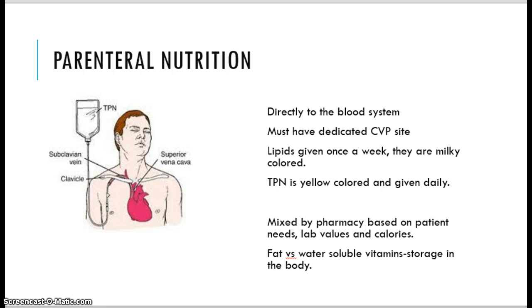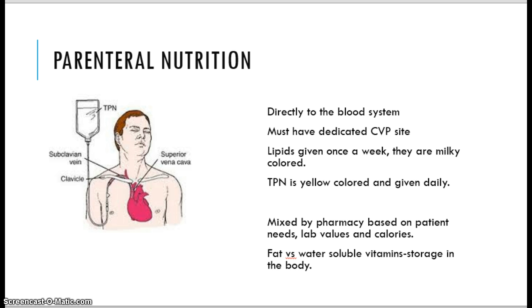It goes into the bloodstream, so we either have to have a CVP, central venous line, or we need to have a PICC line. We give lipids once a week, and we give the TPN on a daily basis. And the difference is, if you remember from nutrition class, the lipids are fat soluble and the liver will store them, whereas the TPN is your water soluble vitamins, and the body uses what it needs today, but then eliminates in the urine what is not needed.